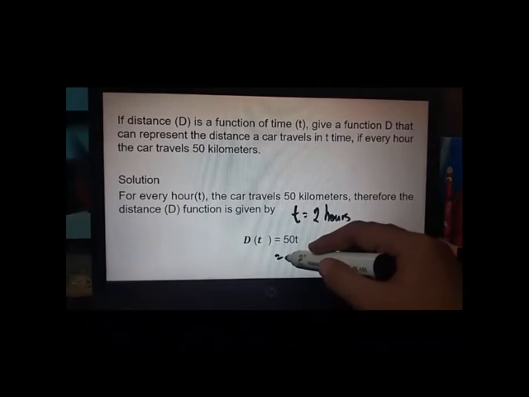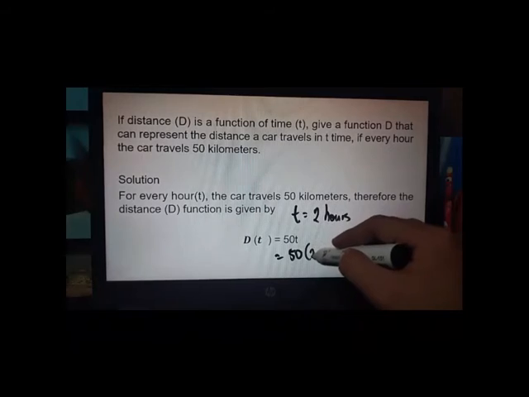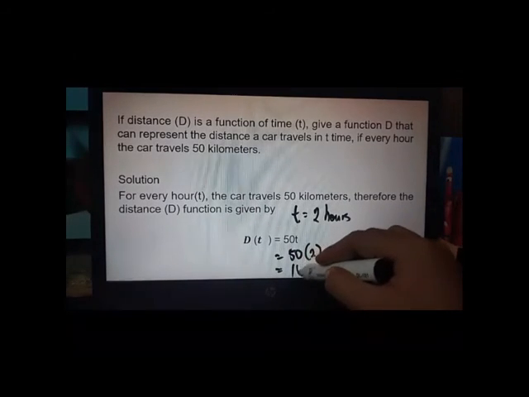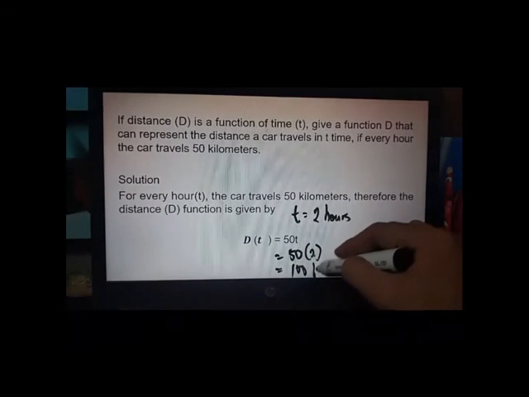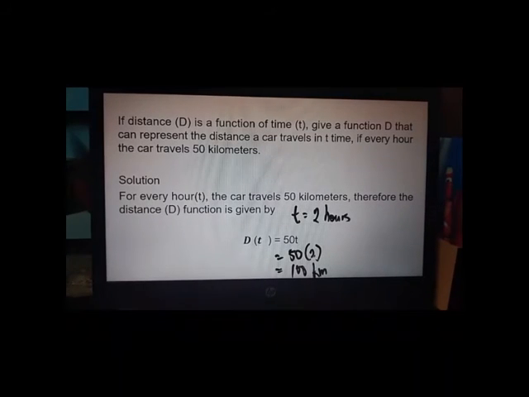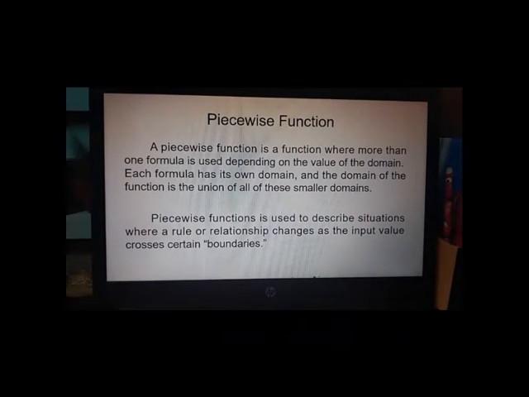So what is now the distance traveled by the car? So that would be 50 times 2. So the car travels 100 kilometers in 2 hours. So what if there are various conditions given in the problem? How are we going to write its function?